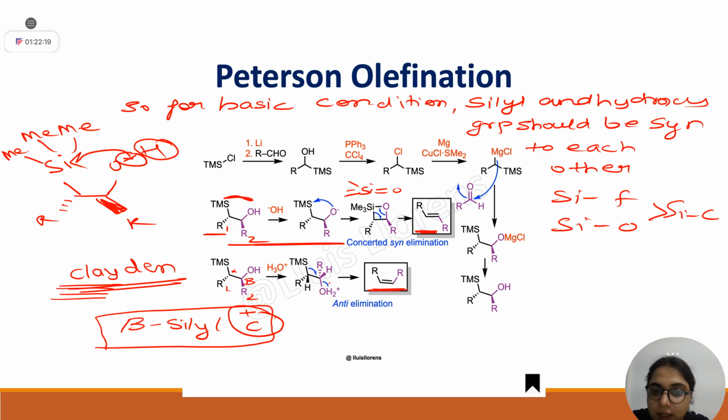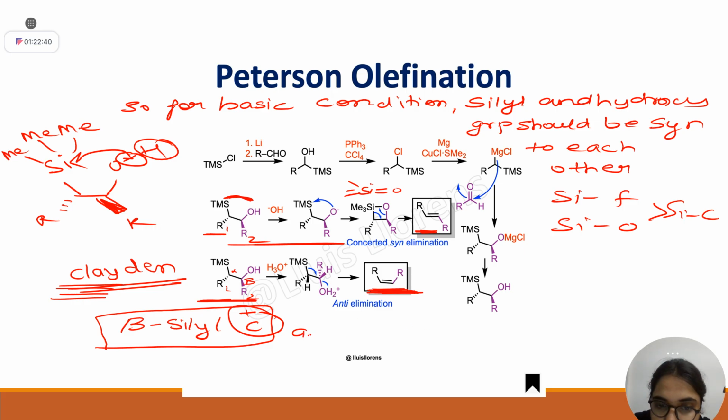Clear now? That's why this R has gone to that side and you are getting the cis product. They were trans in the starting material but cis in the final product. Why? Because you have to do bond rotation in order to make that TMS and OH group anti to each other. How can you remember?